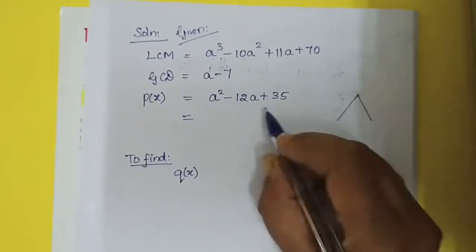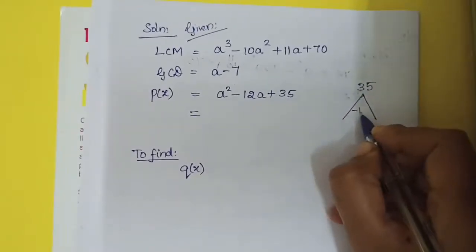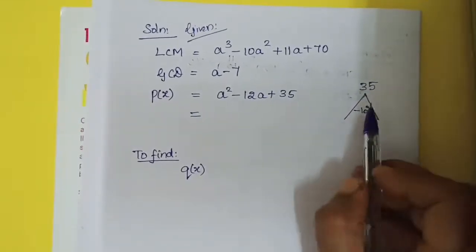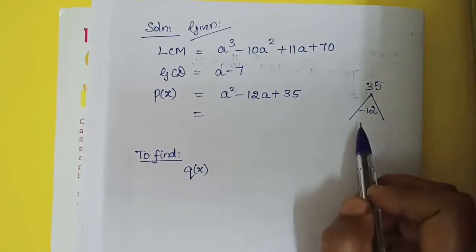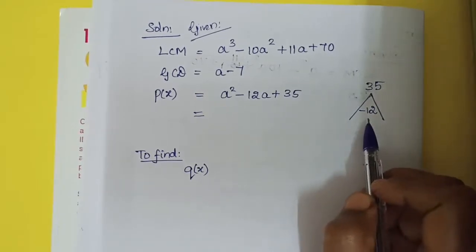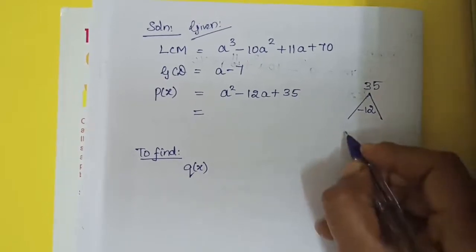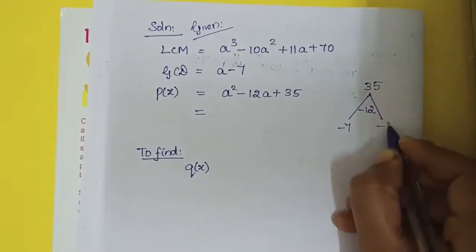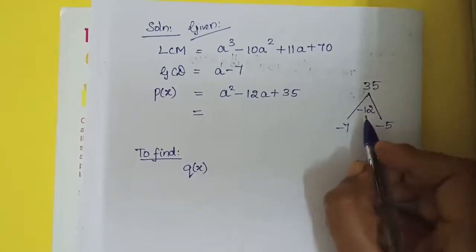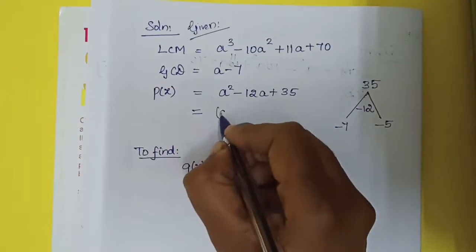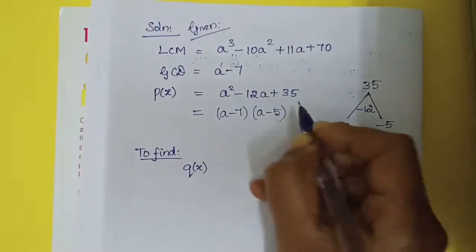So what is the product? 35. What is the sum? Minus 12. When we multiply, we need to get 35. And when we add, we need to get minus 12. Guess the possibilities. Minus 7 and minus 5. Is it possible? Yes. So what are the factors? A minus 7, a minus 5.